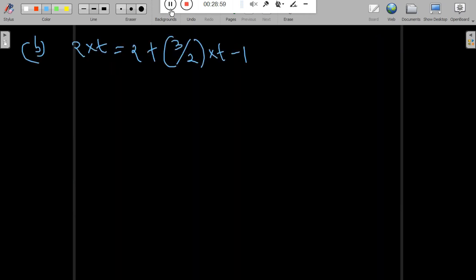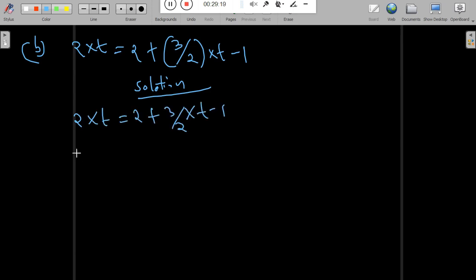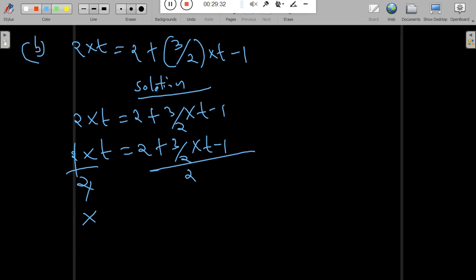So let's go to part B. xt is equal to 2 plus 3 over 2 xt minus 1. Solution: we take out the value of xt. We divide by 2 on both sides so that you can obtain the value of xt. This will give you 1 plus 3 over 2 divided by 2.